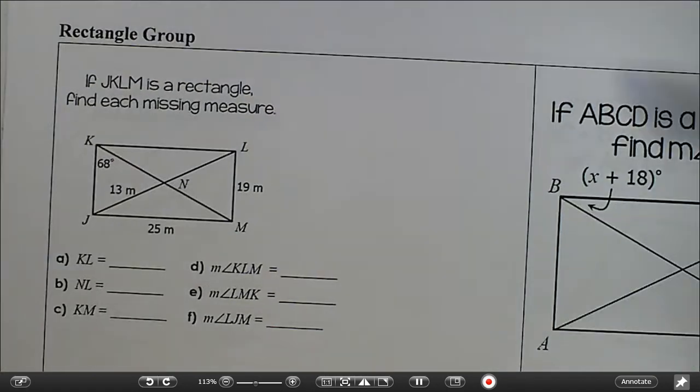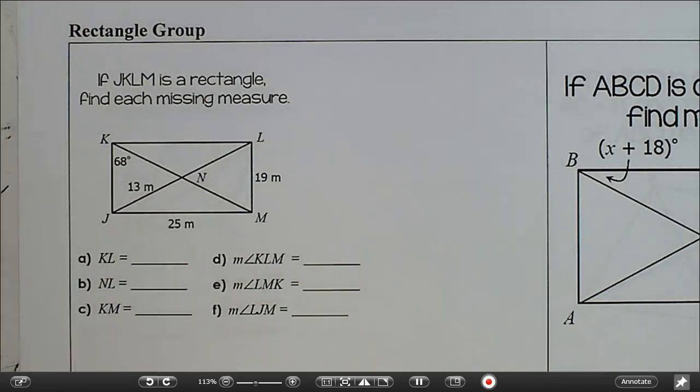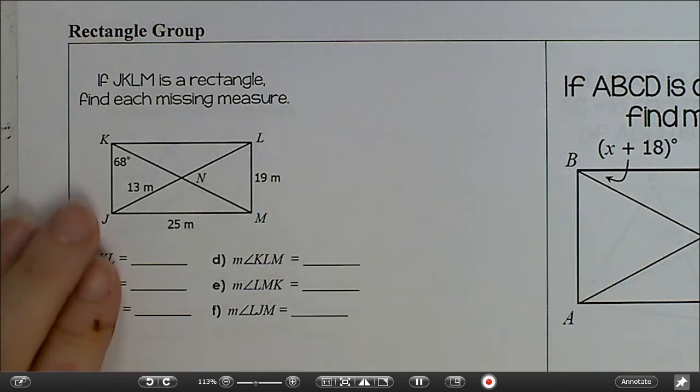You may have printed this, otherwise you're going to have to pause and write it down because that's how it works. So if JKLM is a rectangle, find each missing measure. So let's just go through and do everything that we can think of.